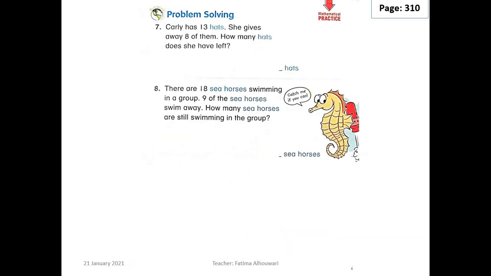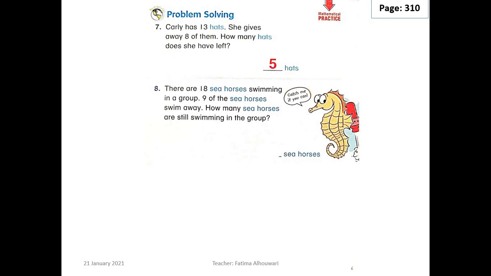Now let's see the next page, page number 310. Let's see question number 7. Carly has 13 hats. She gives away 8 of them. How many hats does she have left? You can use this strategy, grade 1. Make 10 to subtract. So to solve this problem, we have to subtract 8 from 13. So 13 minus 8 equals 5. Excellent, grade 1.